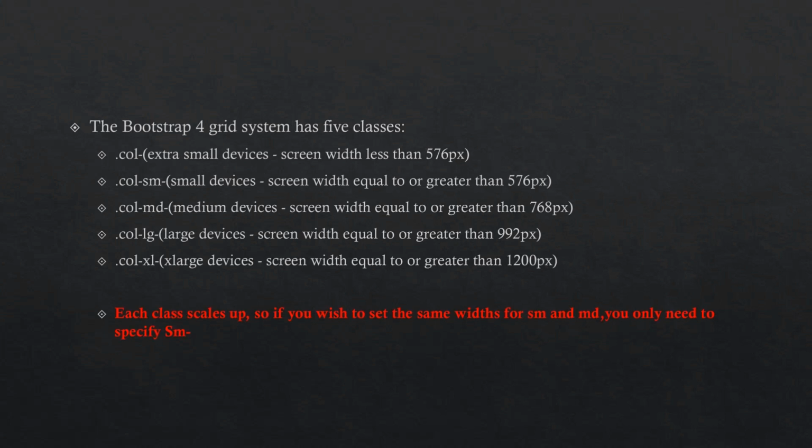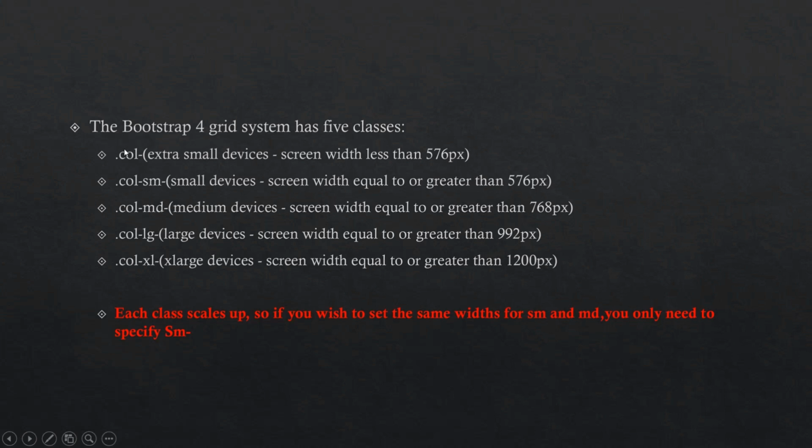So the Bootstrap 4 grid system has 5 classes. The first one is .col. When we are talking about classes, you need to know that in CSS we have a concept called classes. One is class, another is ID. When you are using a class, you need to give a dot. That's why it's given as .col. Col means column.